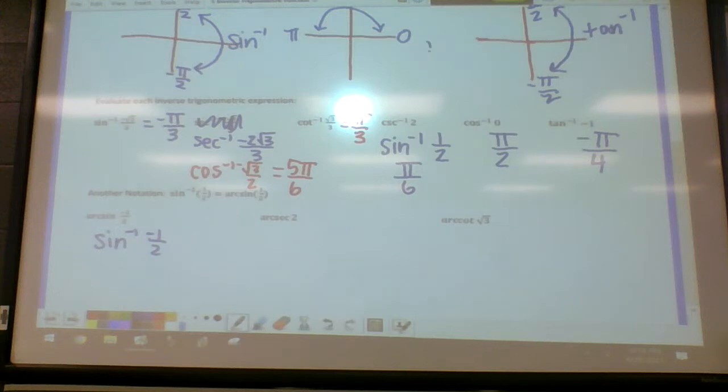So it's 1 and 4 for sine because these are positive signs and these are negative signs. It can't be 1 and 2 because these are positive and positive, right? So that's why it's 1 and 4. So you need this sine to be a negative 1/2.